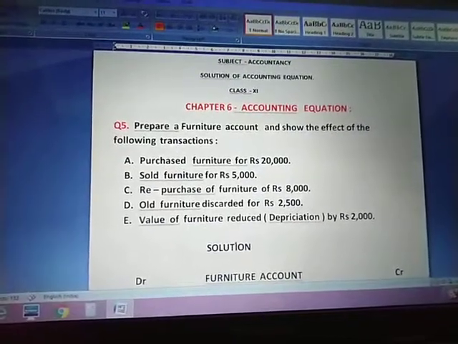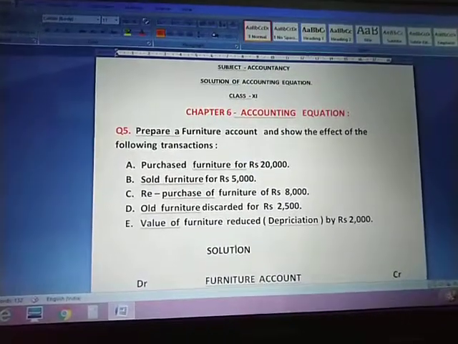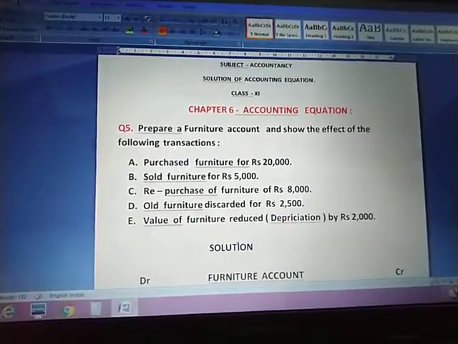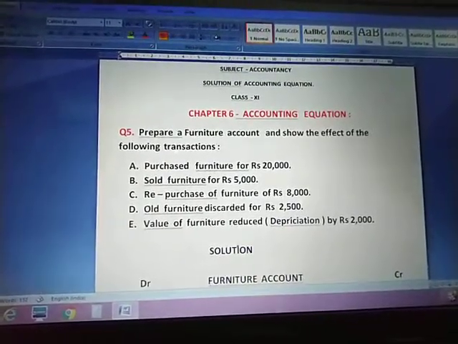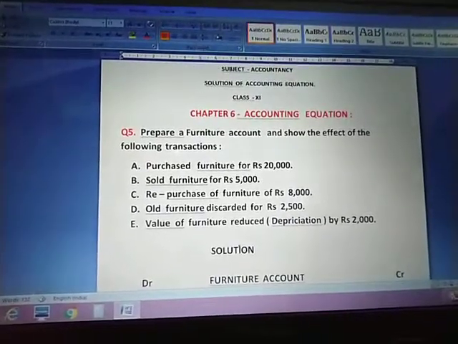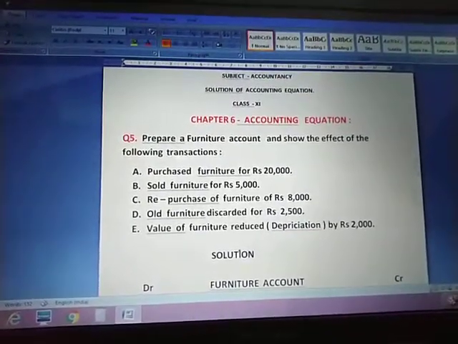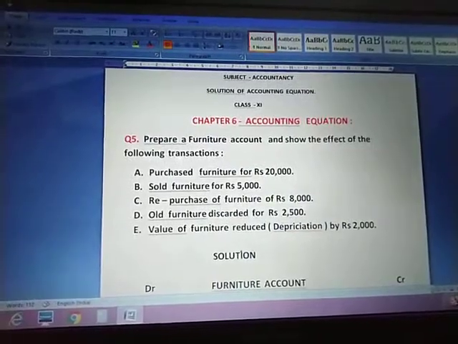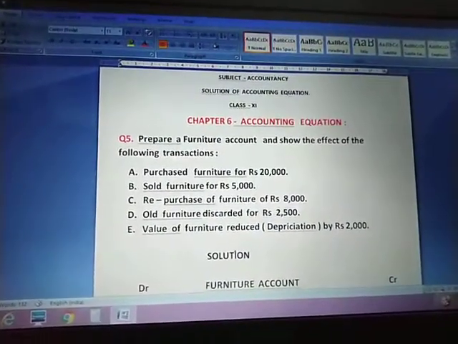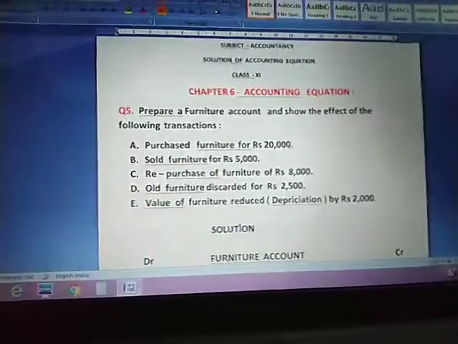Now you all must be knowing that furniture is an asset account. The rule for posting of an asset account is that if there is an increase in the value of the asset, we record it on the debit side of the account, and if there is a decrease in the asset, we record it on the credit side. So we'll follow this rule and see what happens. Okay, so let us get started.